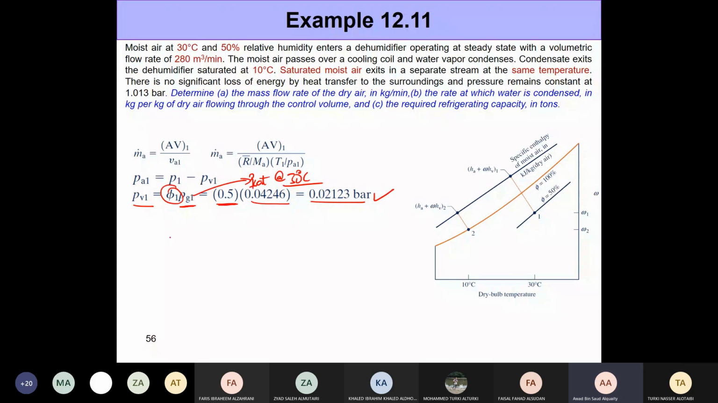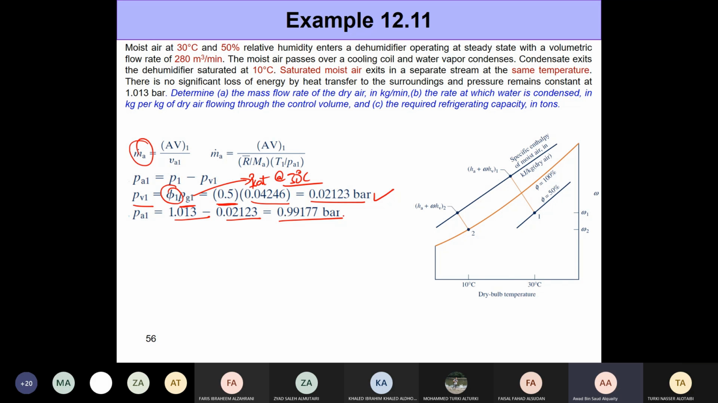Now we can go back and calculate PA. PA1 is 1.013 bar minus PV1. It comes out to be 0.99177. It's pretty close to 1 bar, but smaller than that. We have to use this exact value to calculate the exact mass flow rate of dry air. The mass flow rate of dry air is very close to that of the total mixture, but if we take the mass flow rate of the total mixture, it will result in errors. We'll get a higher value than we should. So for accuracy, this is how we do it.